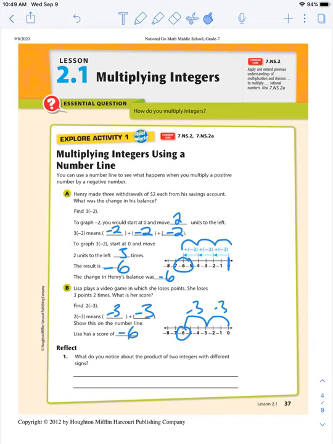All right, let's reflect on this a little. What do you notice about the product of 2 integers with different signs? So here I had a positive and a negative as factors. Both times the product was negative. So one thing I would like you to write in your notes is a positive times a negative is going to be a negative. A positive number times a negative number will always have a negative product.